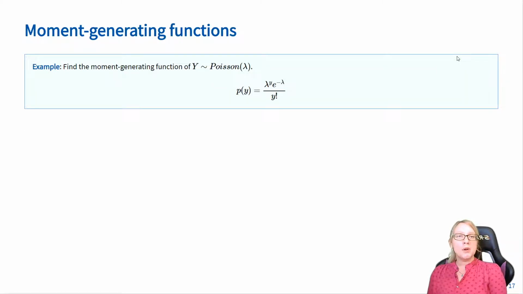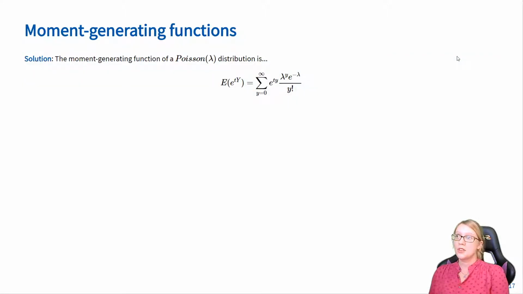So let's find the moment generating function of some distributions. First, of the Poisson distribution. The Poisson distribution is a discrete random variable. It has count values, so y takes on values of 0, 1, 2, 3, etc. The probability mass function of y is lambda raised to the y times e raised to the negative lambda over y factorial. So to find the moment generating function, what we need to do is find the expected value of e raised to the ty power.